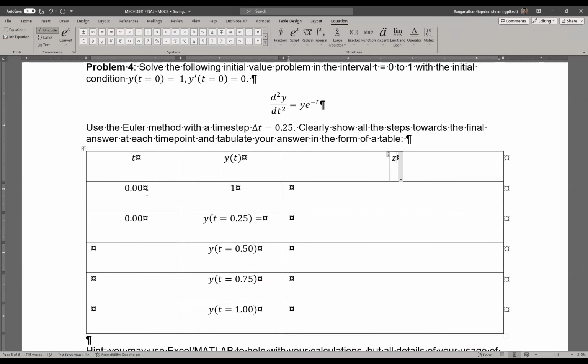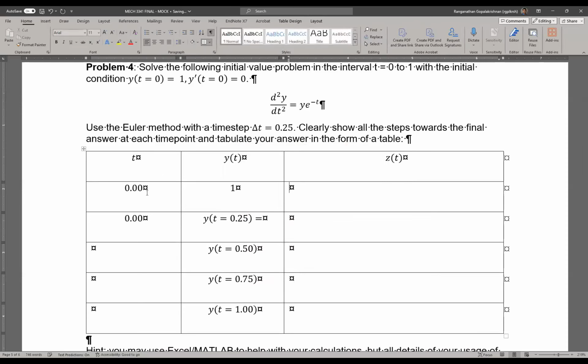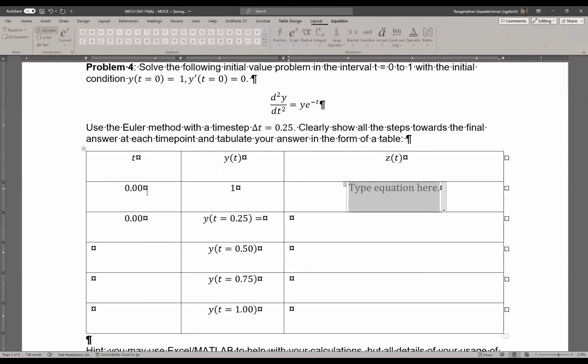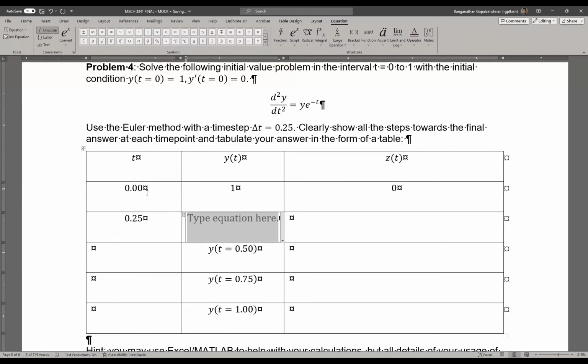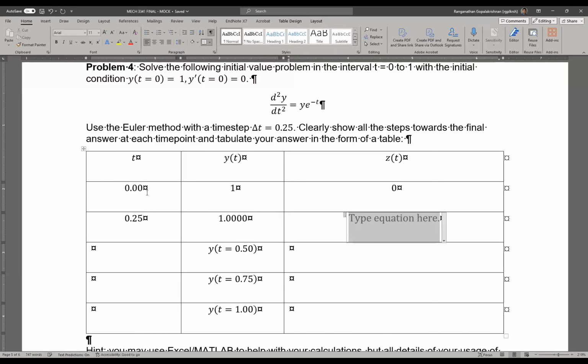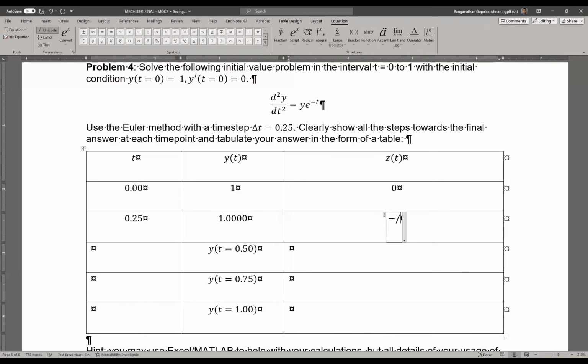And then the z value at 0.00 is simply 0. And then 0.25. What is y at 0.25? 1.0000. Always report the exam to 4 decimal points. And then z is 0.2500.